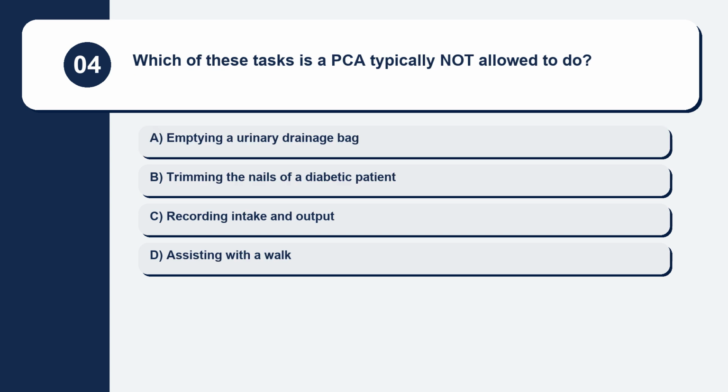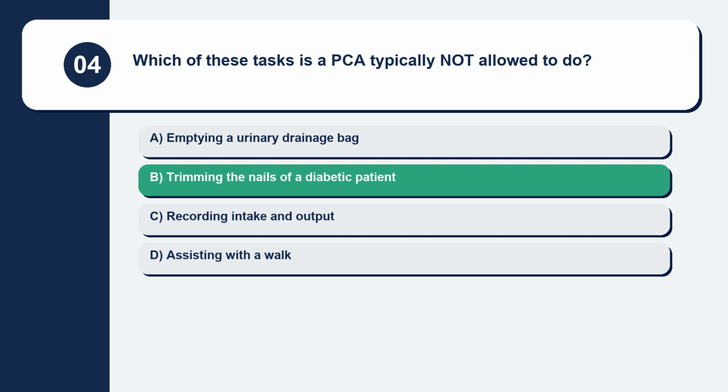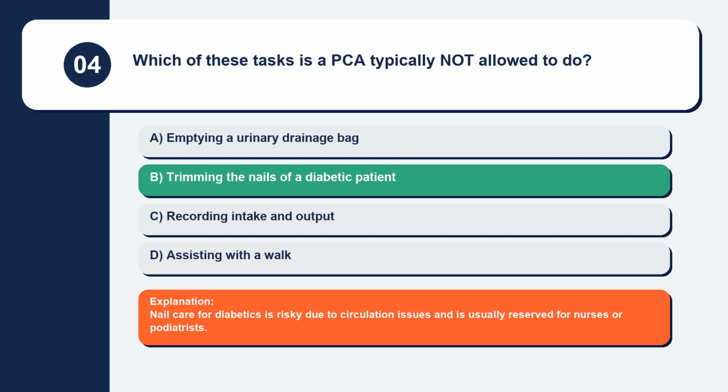Question 4. Which of these tasks is a PCA typically not allowed to do? Emptying a urinary drainage bag. Trimming the nails of a diabetic patient. Recording intake and output. Assisting with a walk. Nail care for diabetics is risky due to circulation issues and is usually reserved for nurses or podiatrists.